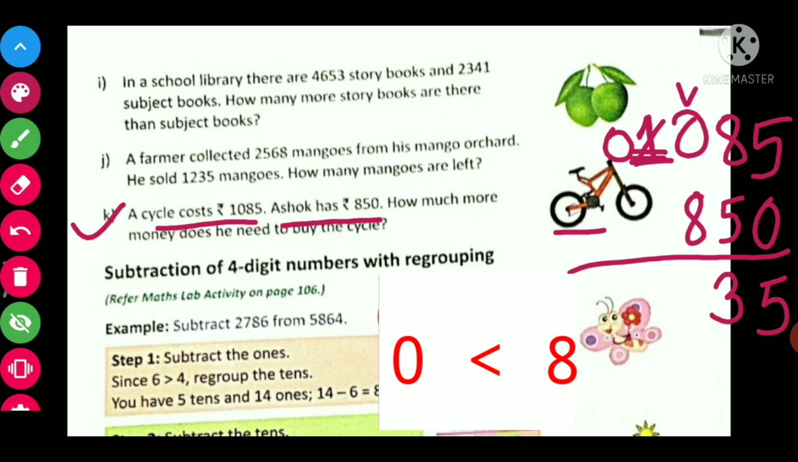0, right? And 0 borrows the number from 1, right? So this 0 will become what? 10. Okay, now 10 minus 8, how much will it be? 2, and we will not put 0, okay, because it is in the 1000 place. So how much more money does he need to buy the cycle? 235 more, right? I hope you have understood this one.